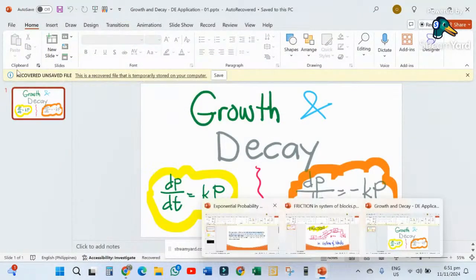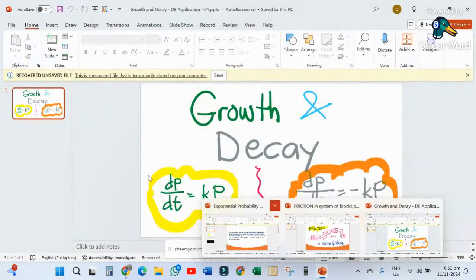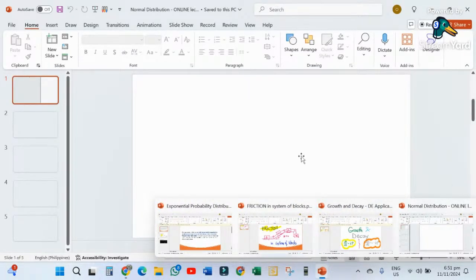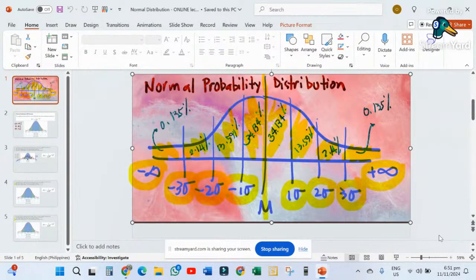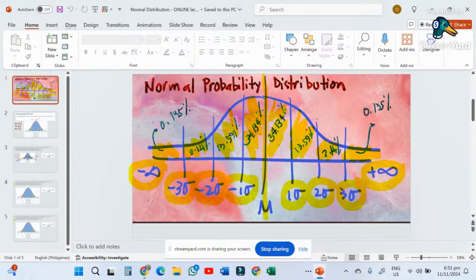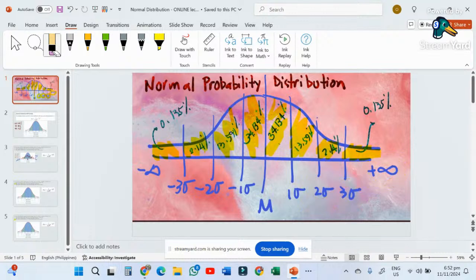Where is that normal distribution? Yeah. There was a power interruption this afternoon, so I wasn't able to finish it. So now I'm going to continue with it. As you can see from my screen, I have here a normal distribution curve. Okay, I'm just going to remove all the yellow lines here because this was what I was discussing today.